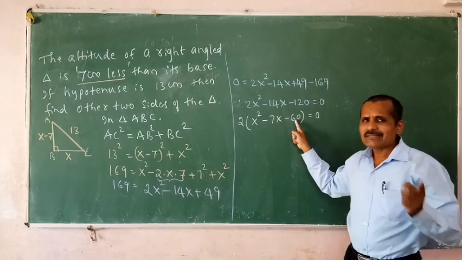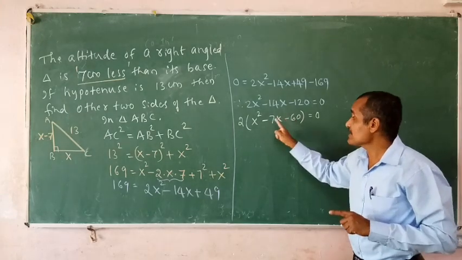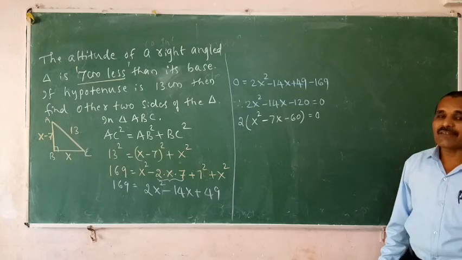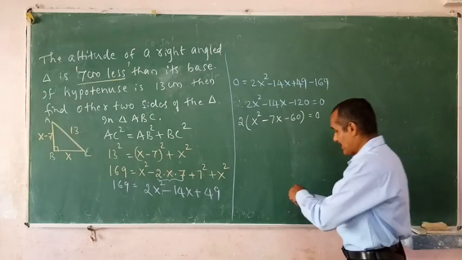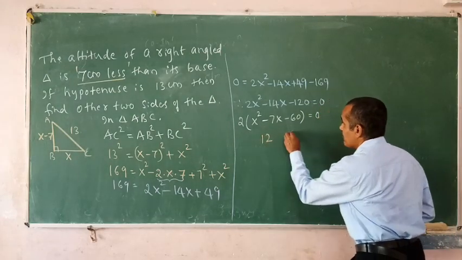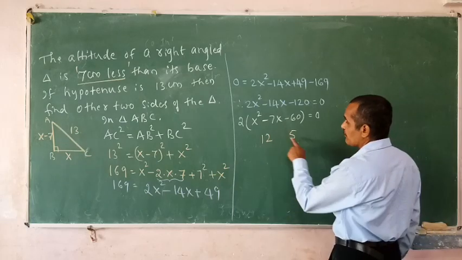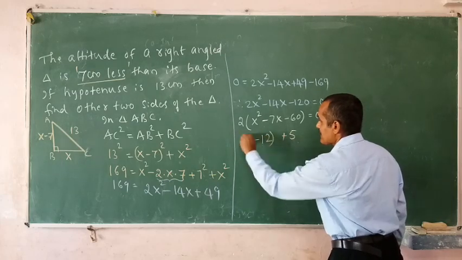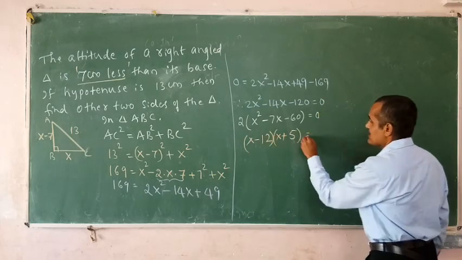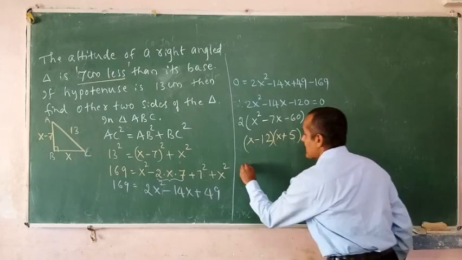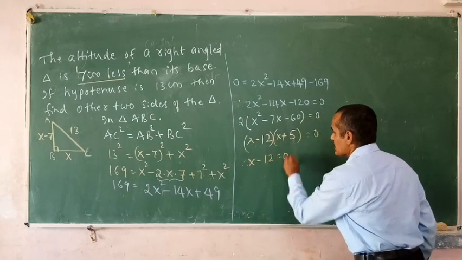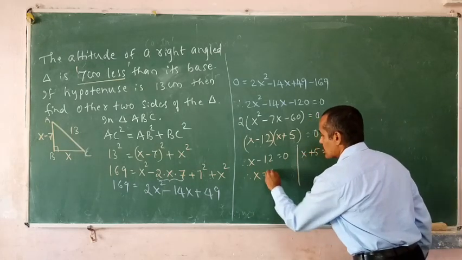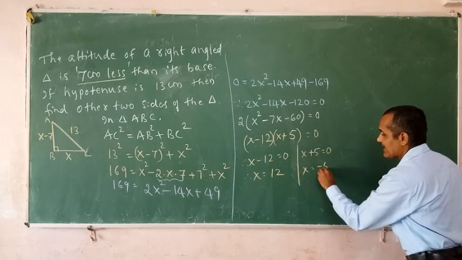If you multiply to 60 and subtract to 7, the numbers are 12 and 5. Which 12 and which 5? Out of these two, the bigger one will get the minus sign: minus 12 and plus 5. x minus 12 into x plus 5 is equals to 0. They are called the factors. Therefore, x minus 12 is equals to 0, x plus 5 is equals to 0. Therefore, x is equals to plus 12, x is equals to minus 5.